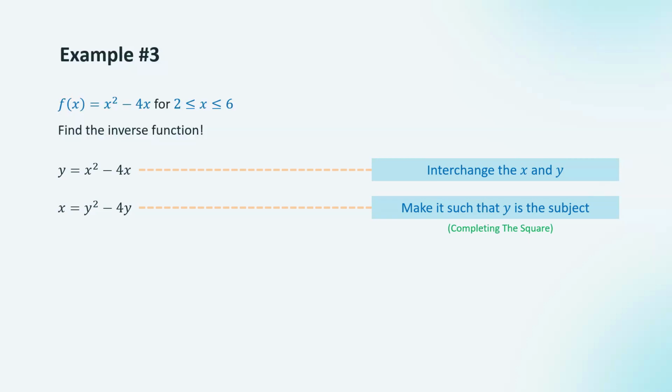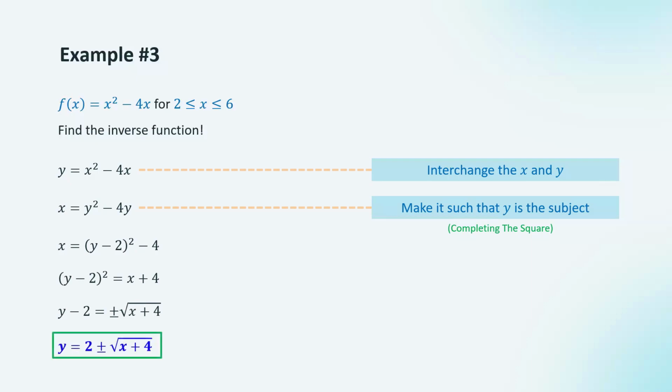And let's try to continue with completing the square. So this is the form that we got after we complete the square. And then we can try to move the minus 4 into the other side. So it's going to look like this. And then we can try to take the square root. So it's going to be y minus 2 equal to plus or minus square root of (x plus 4). Then we have our inverse function.